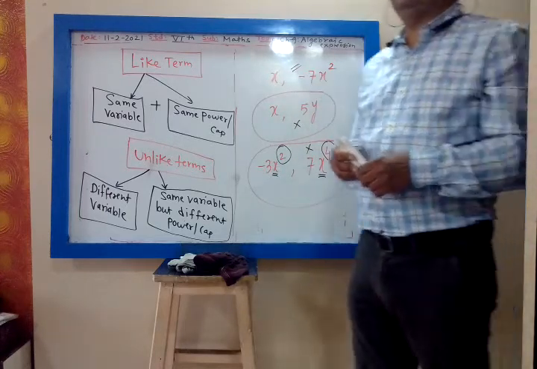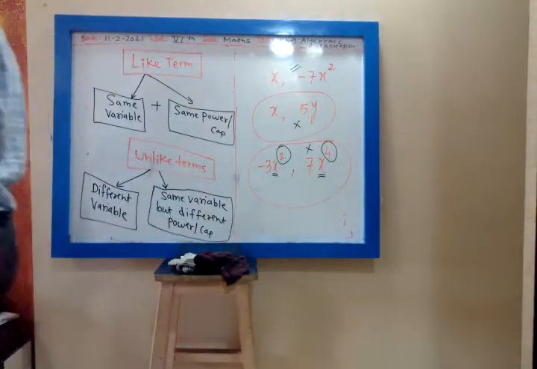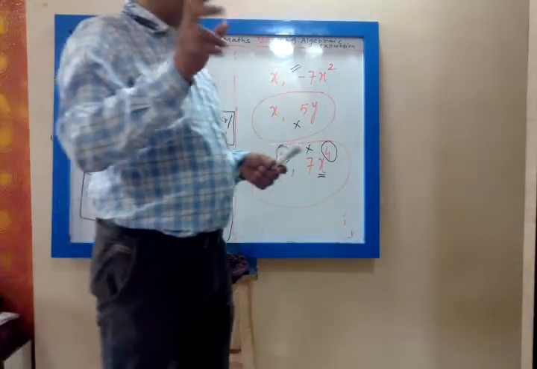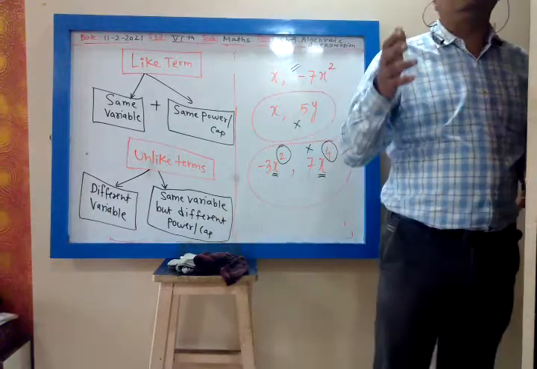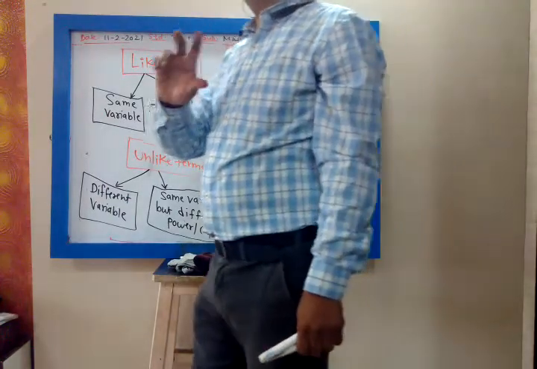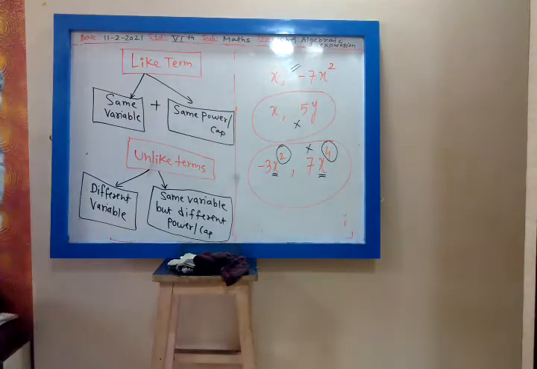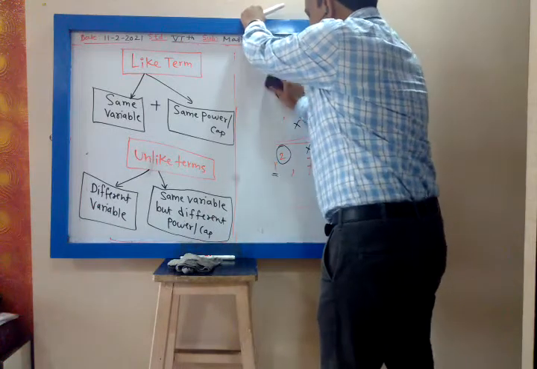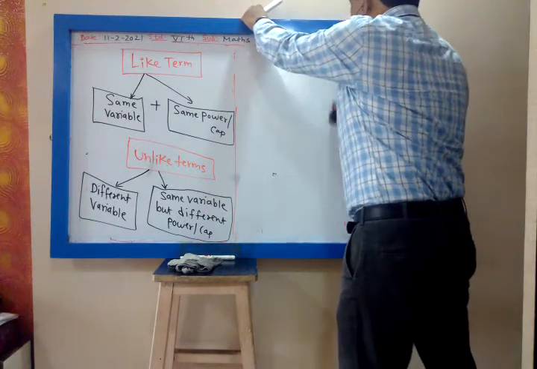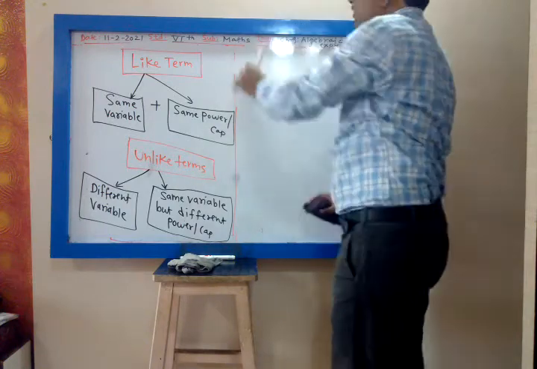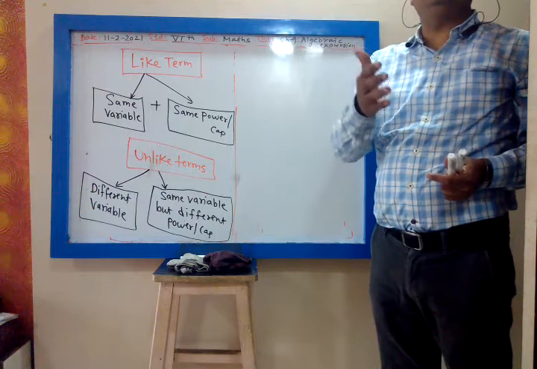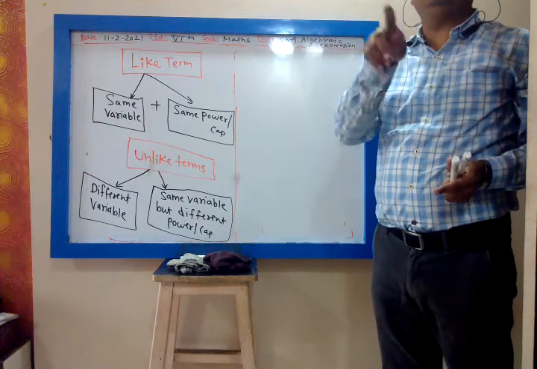Is it clear? For like terms, it should be same variable, same power. Like terms means same variable, same power. So all of you speak at home: same variable, same power. You also try to speak.